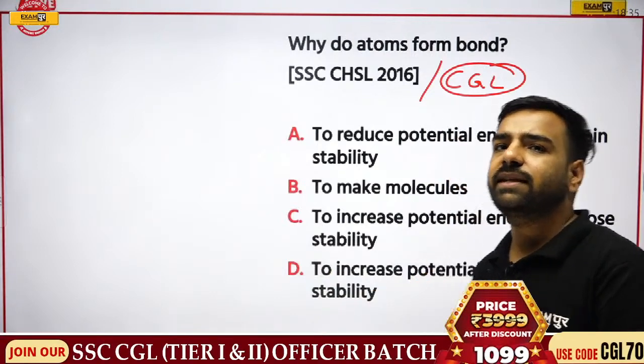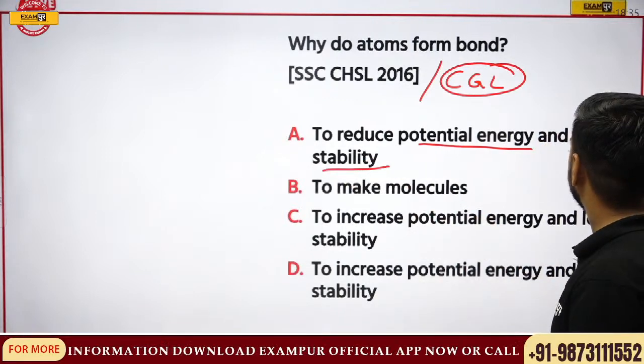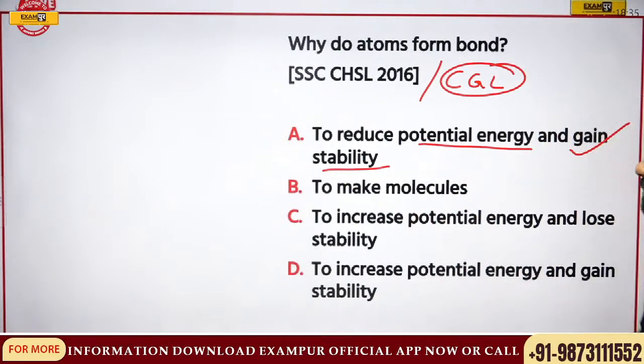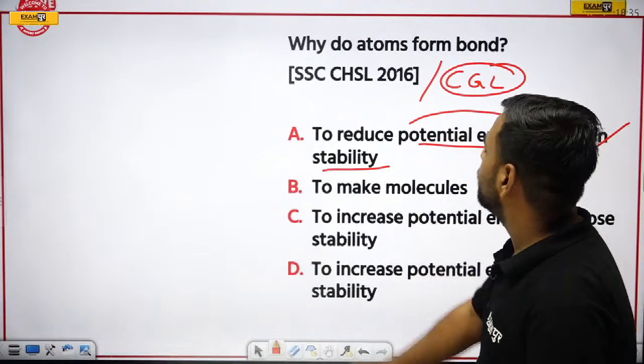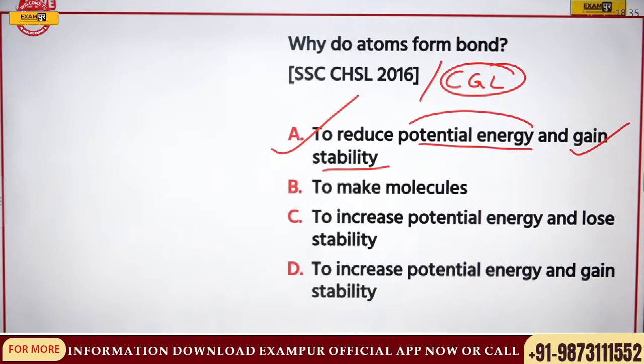So yes, Vikramaditya is saying that to reduce the potential energy and to gain stability, that's totally correct. We are aware that to gain stability is the correct answer, but please remember, to reduce potential energy is also the main work because of which atoms are forming the bond. So yes, this is a very important question.